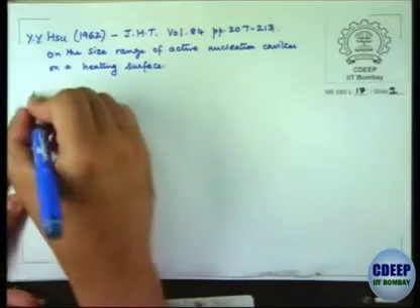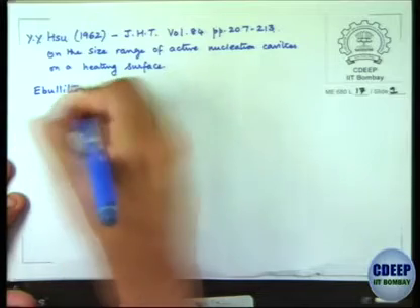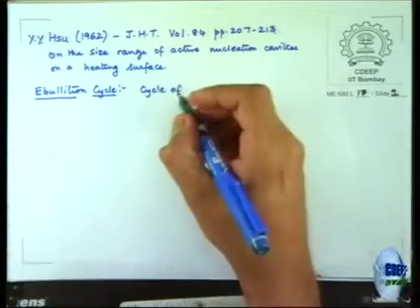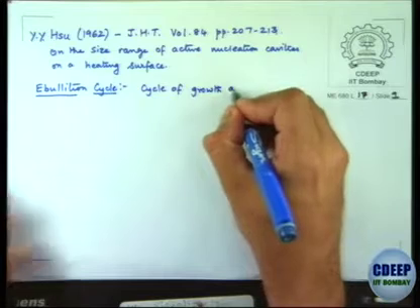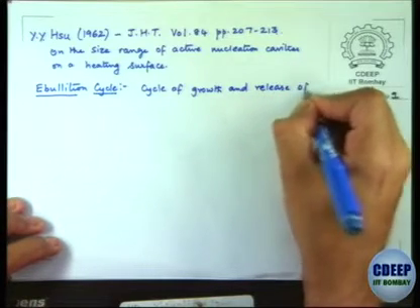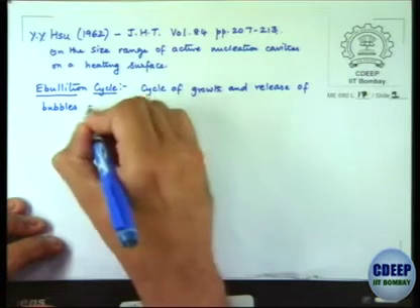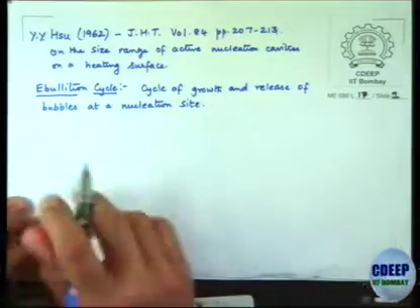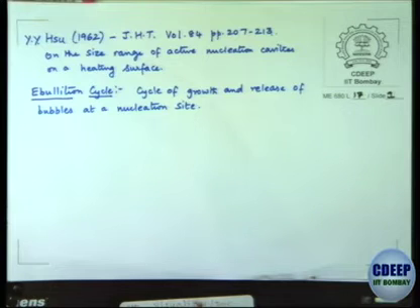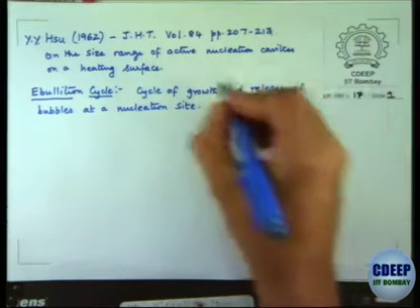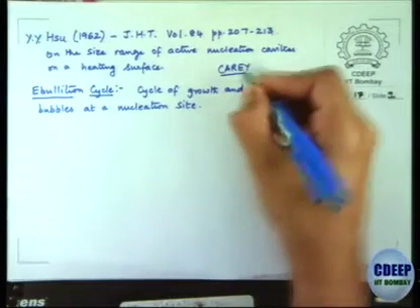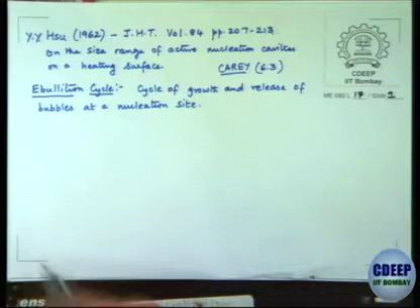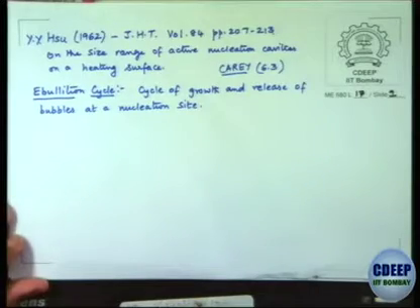One is called the ebullition cycle. This is nothing but the cycle of growth and release of bubbles at a nucleation site. This is called the ebullition cycle. By the way, whatever we are covering today is given at the best level of understanding in Carey, section 6.3. Okay, so he gives a lot of text. We'll talk through that with a few additional diagrams, but fundamentally it is from Carey's textbook.